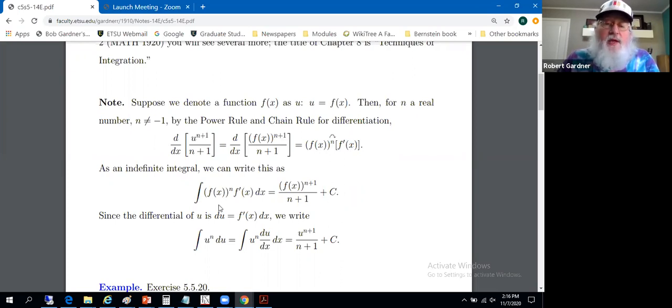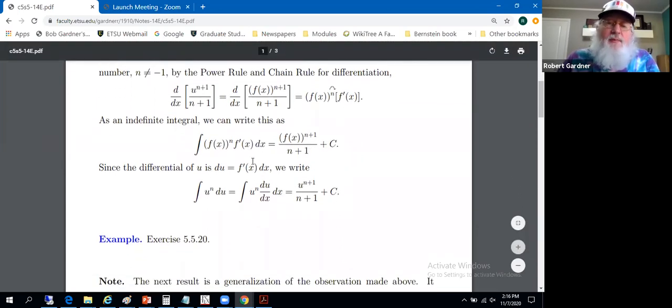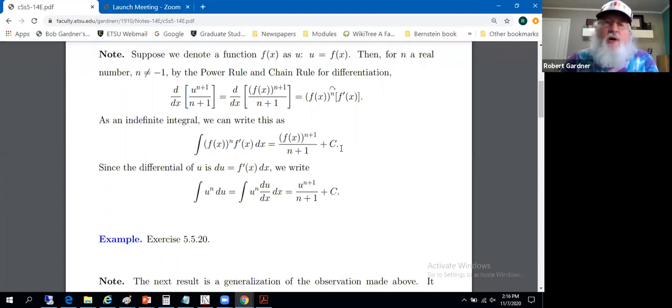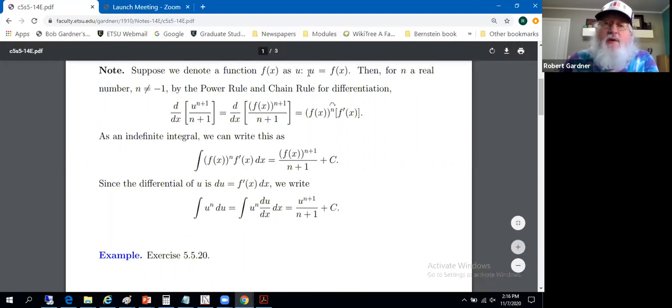So if we integrate an integral of the form f of x to the n, f prime of x, that indefinite integral is f of x to the n plus 1 over n plus 1 plus a constant c, provided n's not -1, we'd have division by 0 in that case. If we were to write this in terms of the u's, notice we've got u equals f of x. So if we calculated the differential du, we get f prime of x dx.